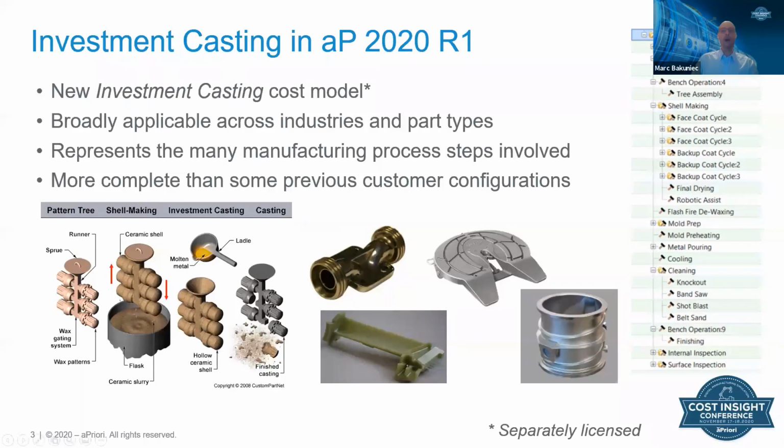On the right-hand side, we can see a typical routing. The investment cast process, as we can see, consists of quite a few different process steps. We'll go into this in more detail once we're in the actual software. One more thing I would like to mention is this cost model is separately licensed.